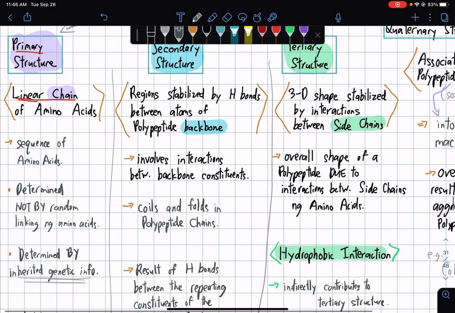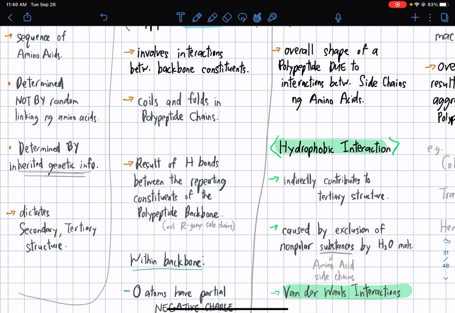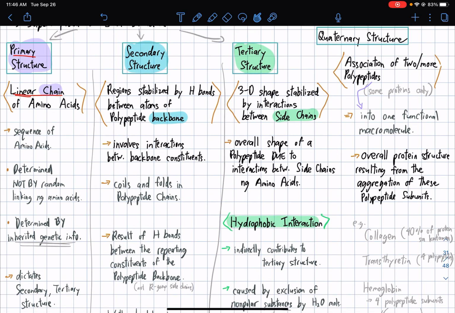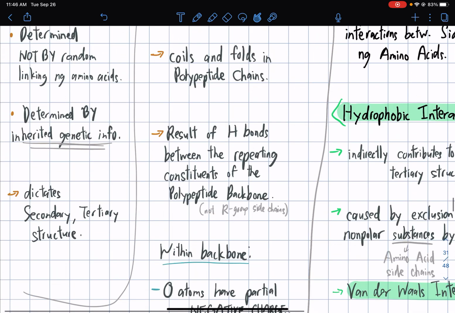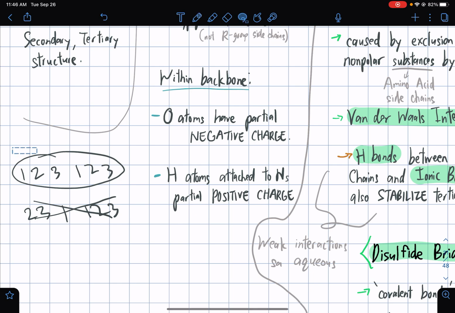So yeah, there are fixed genetic codes. The primary structure dictates the secondary and the tertiary structure. For instance, this is not an actual genetic code or sequence, but let's say 1, 2, 3, 1, 2, 3. So there's a specific pattern that is followed. It's not random. It's not like 3, 2, 2, 3, 1, 1, 2, 3. You don't dictate the code. There is a fixed one.